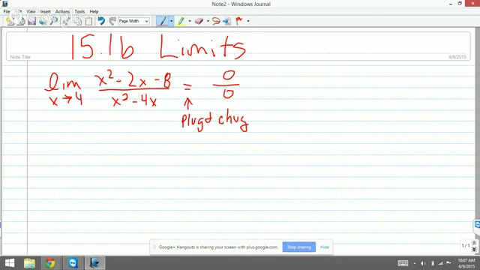Okay. Is that an answer? No. Okay. This is what we call an indeterminate form. Okay. This tells us nothing. It tells us there's a discontinuity of some kind. Okay. That's what it tells us, not nothing.